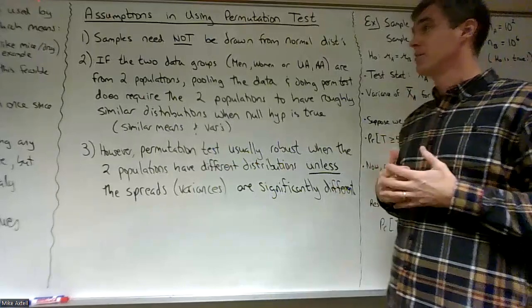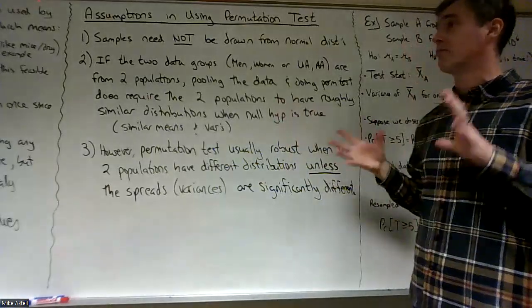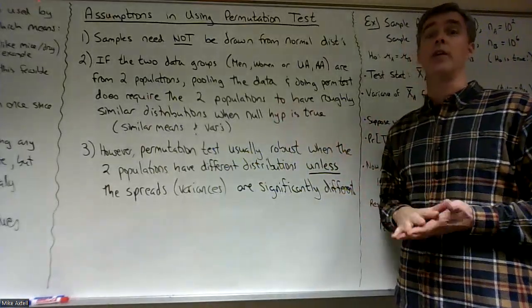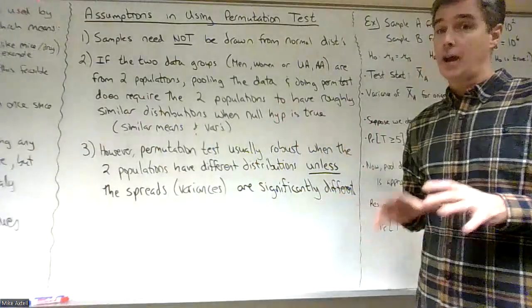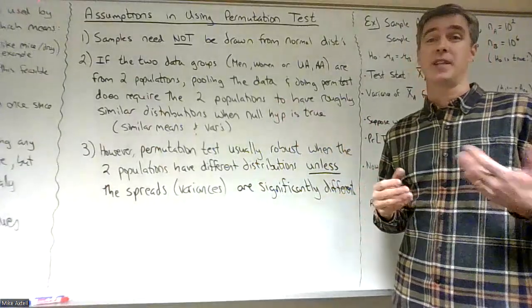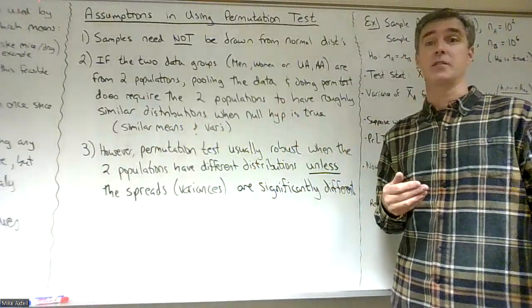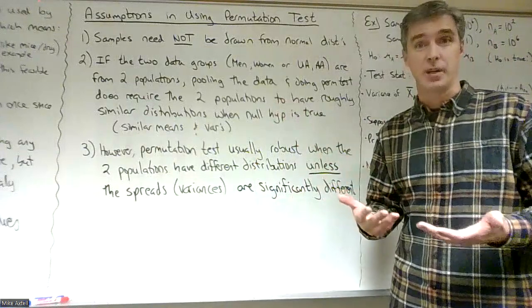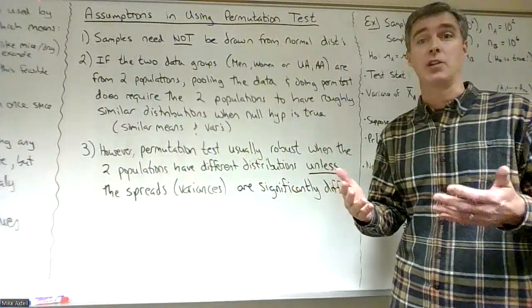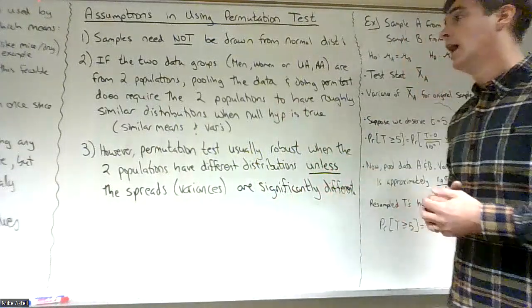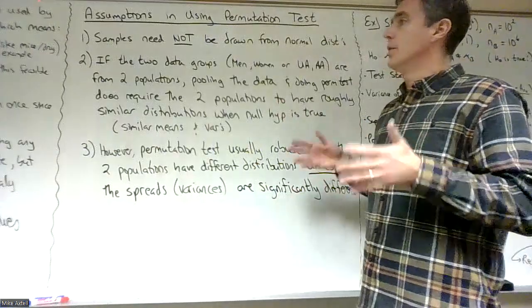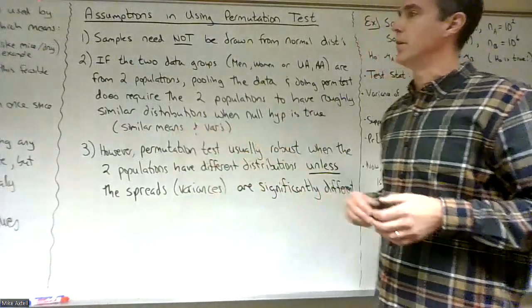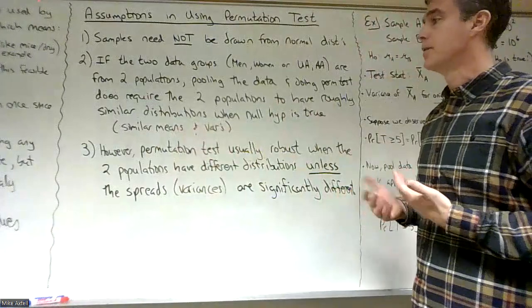we should have some hopes that the two populations have roughly similar distributions when the null hypothesis is true. And remember, oftentimes our null hypothesis states that the mean of this population is the same as the mean of that population. So it's sort of the natural assumption of the null hypothesis. These two populations behave the same, okay? So we're hoping that the two populations have similar means and variances under the null hypothesis.